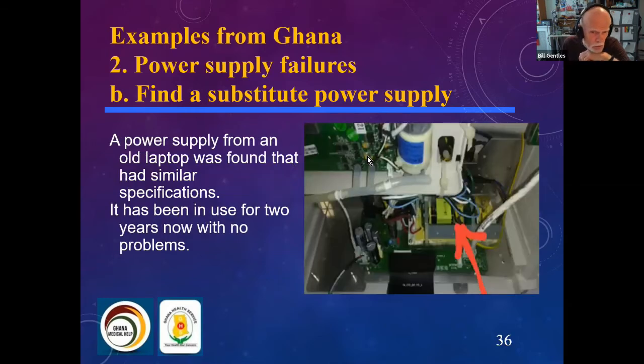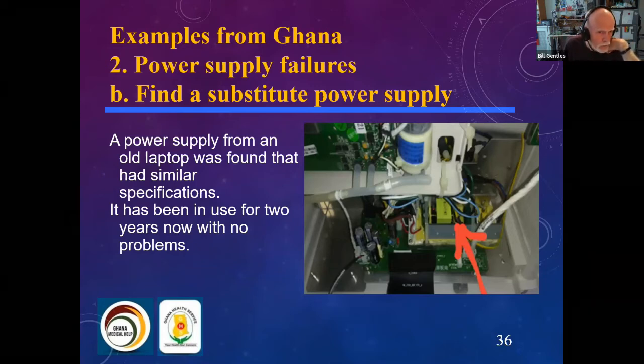In the next picture, we see a power supply from an old laptop was found that had similar specifications and was inserted in place of the defective power supply inside the monitor. It's now been in use for 2 years with no problems. Another beautiful example of substituting parts when the OEM parts are no longer available.